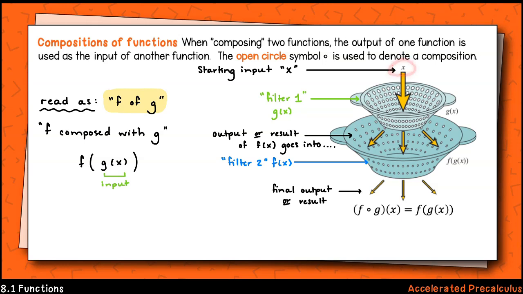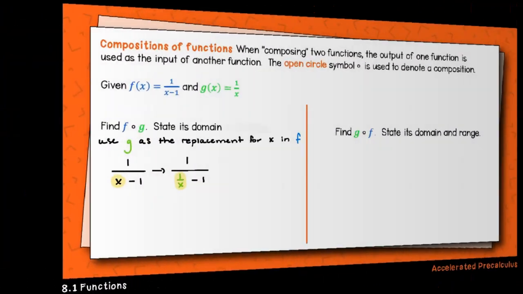We take an input x, and we feed it into a function, say g of x. We have an output from that function, which then goes directly into an additional function, we'll say function f. Then you have a final output or result. Let's practice with a couple of compositions.